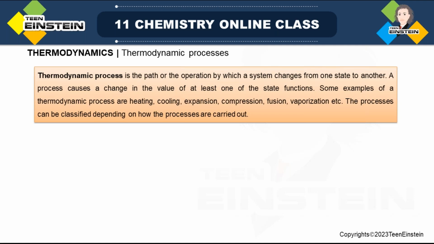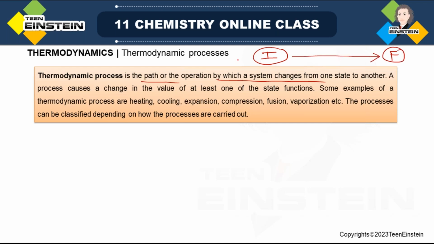So different processes are possible depending on which one you are doing. Basically you are doing some operation and there is a particular path you are following. Thermodynamic processes are basically the path or the operation by which you are bringing some change in the system. So there is an initial state and a final state, and you are bringing some change.